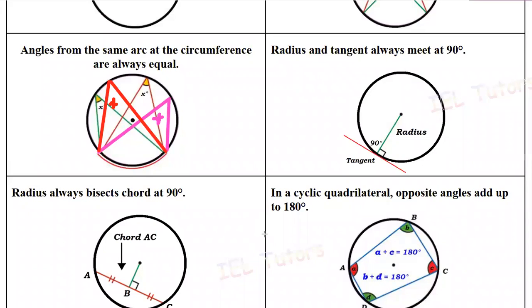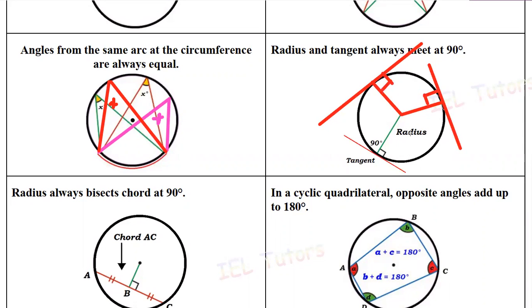Moving to the next circle theorem, it says the radius and tangent always meet at 90 degrees, no matter where the tangent is. So, for example, if this is the tangent line and I draw the radius to that tangent point, it makes a 90 degree angle. Even if the tangent is there, this will still make 90 degrees. This is 90 degrees, this is 90 degrees.